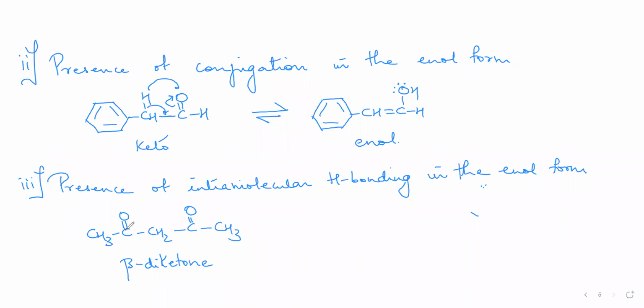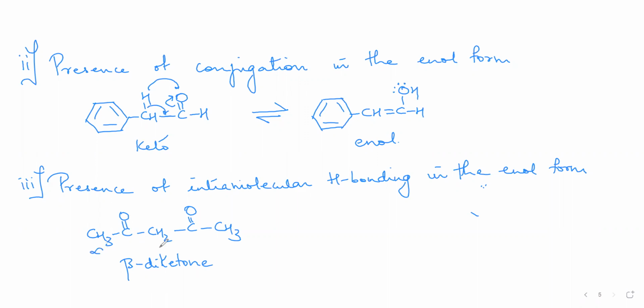Yes. Now, this is a ketone. This is the alpha carbon. The other keto group is on the beta carbon with respect to this. Same way, this ketone, this is the alpha carbon. The other keto group is on the beta carbon with respect to that. That is why it is called a beta diketone. Could you identify the acidic hydrogen?